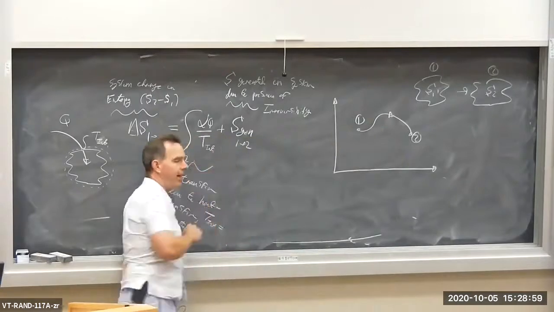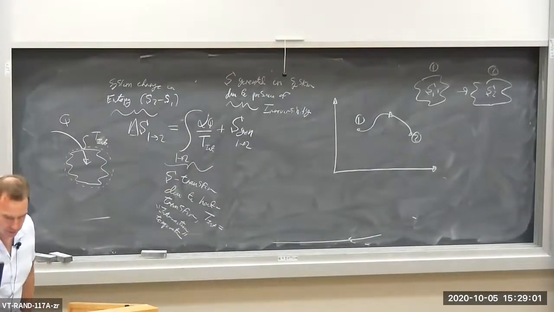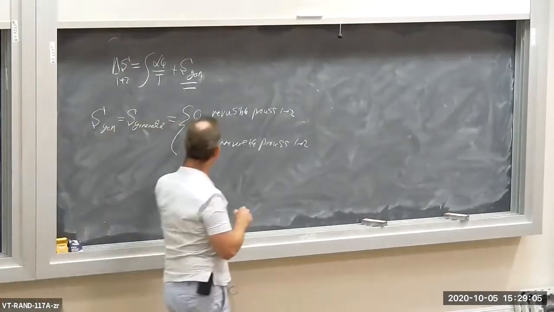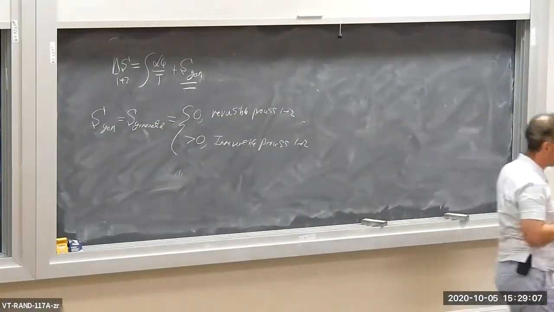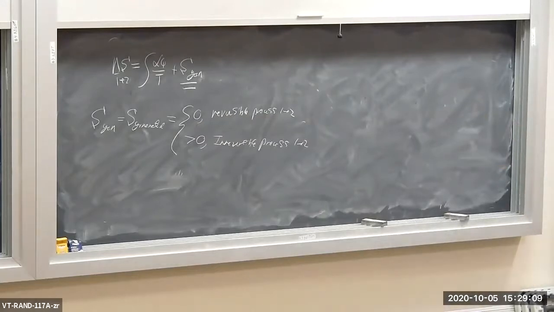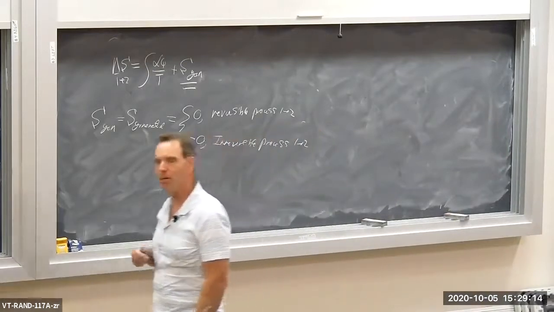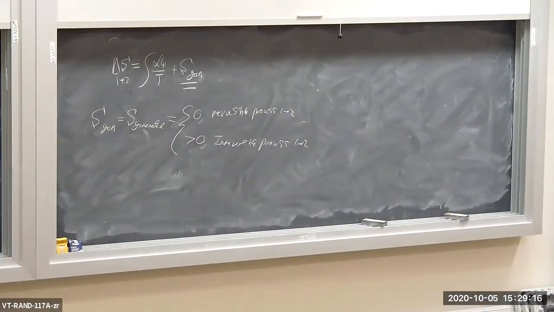Note, remember, S-gen can either be 0 for a reversible process or positive for an irreversible process. Entropy can only be generated, it can't be consumed. So S-gen is always positive.